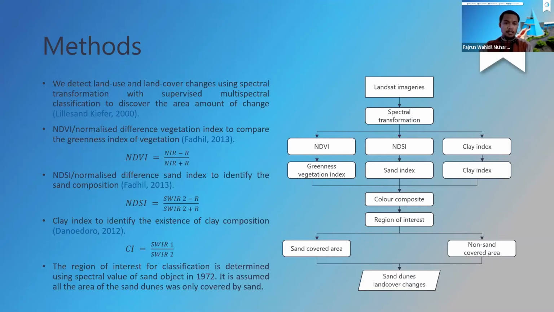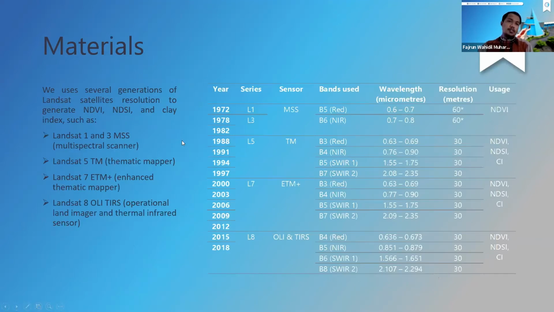And then our region of interest for the classification is determined using the spectral value of the object in 1972 because we assume that in this year the sand dune was all covered by sands, no other land cover but sands. We use the data from Landsat imageries from the first Landsat 1 until the last Landsat 8 with different sensors, of course, and also different range of wavelength and also resolution to generate the NDVI, NDSI, and clay index.